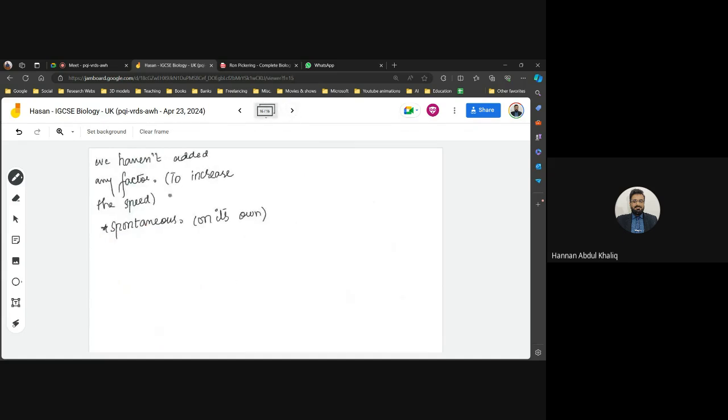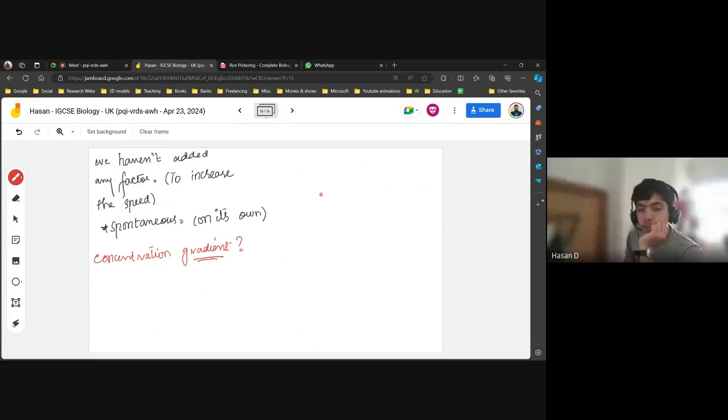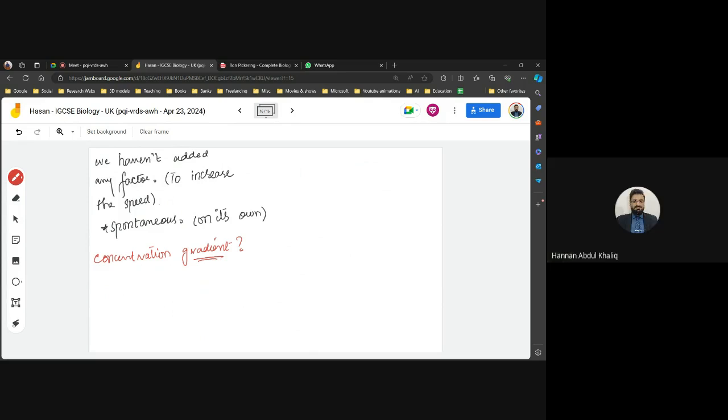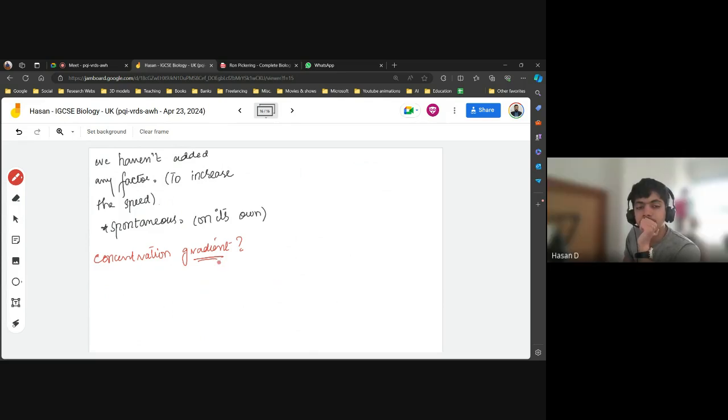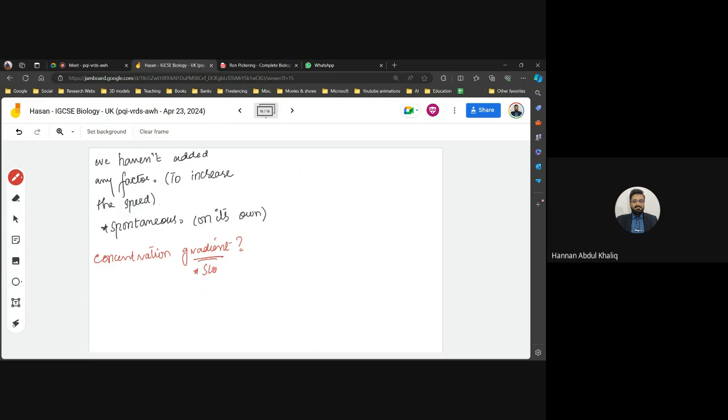Okay, let's see. There is another word that we need to understand: concentration gradient. What's a gradient? The slope. We know about it as a slope. We know about it as a gradual difference.